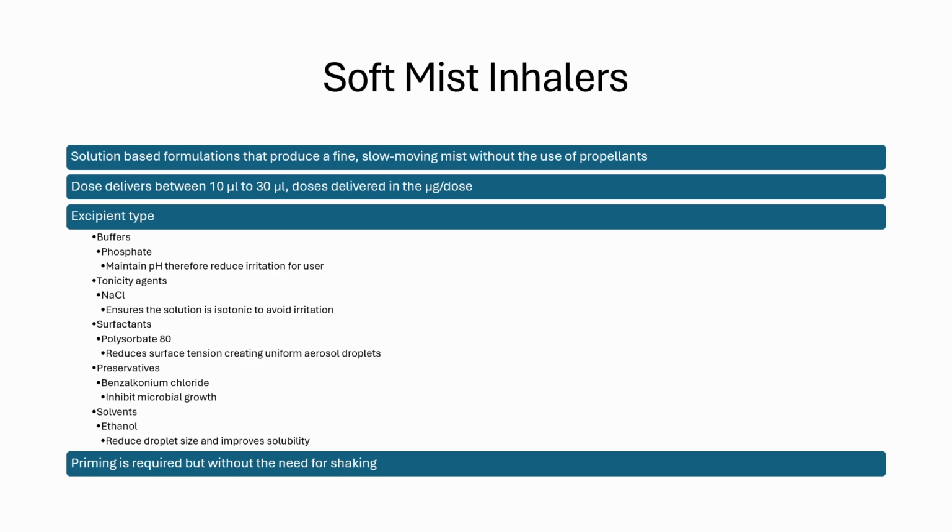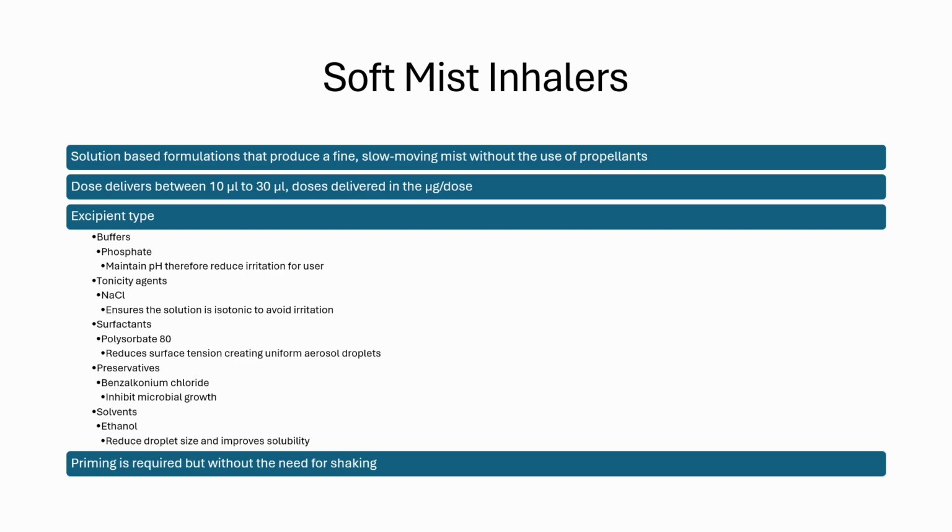As with most dosage forms, there are several excipients added to perform specific functions. Buffers help maintain pH stability of the solution and minimize irritation to the respiratory tract. Tonicity agents like sodium chloride help adjust osmolality to be isotonic to mimic physiological airway fluids, reducing irritation to the patient. Surfactants like polysorbate 80 reduce surface tensions, creating uniform aerosol droplets. Preservatives such as benzalkonium chloride are added to inhibit microbial growth and extend shelf life, and solvents such as ethanol reduce droplet size and improve drug solubility.